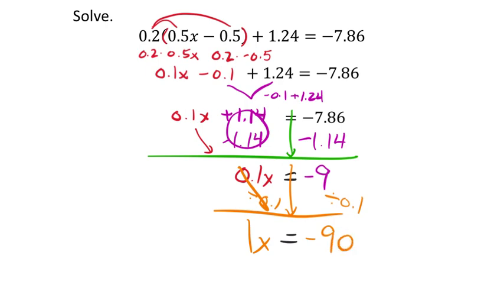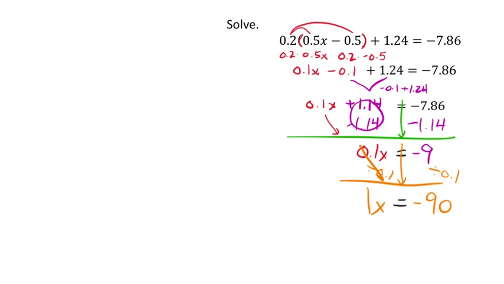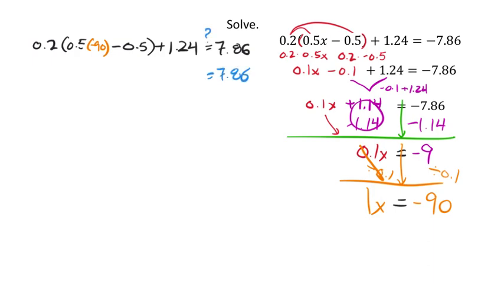Okay, so that should be our solution, but again, we can check, so let's write that original problem down again. Okay, so there's my original problem. I'm going to take the x, and I'm going to replace it with negative 90. I'm just going to type this in exactly like I see it, to the equal sign, and then I should get something that should equal 7.86. So once again, I go to my calculator and I just type this in.